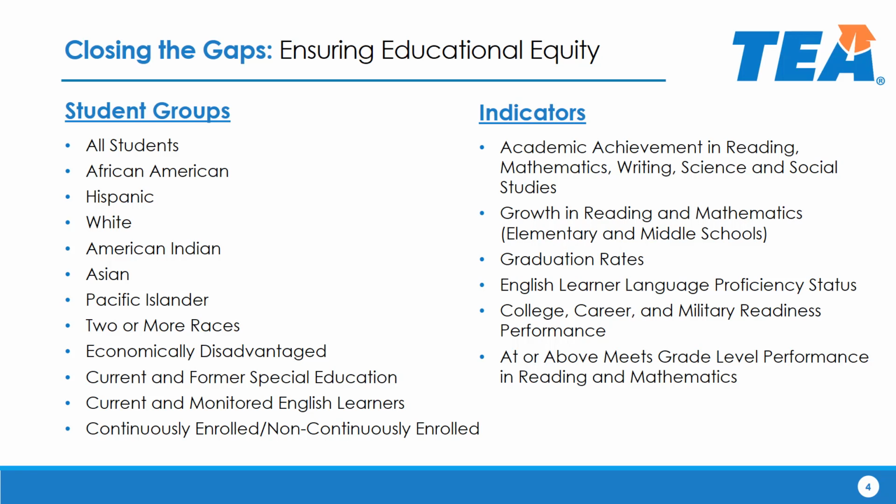So the indicators we're using: academic achievement in reading, mathematics, writing, science, and social studies. We're looking at growth in reading and mathematics for elementary schools and middle schools. We're looking at graduation rates, English language learner proficiency status, the college and career and military readiness performance, that's from the student achievement domain, and then at or above meets grade level performance in reading and mathematics for grades 3 through 8.